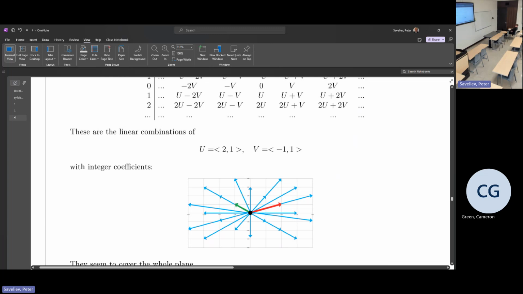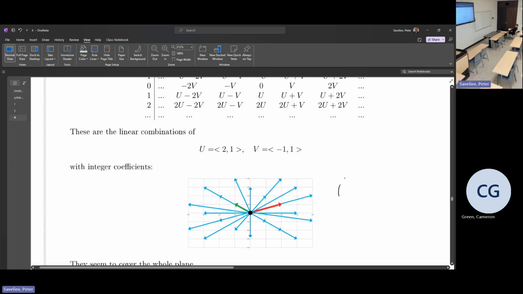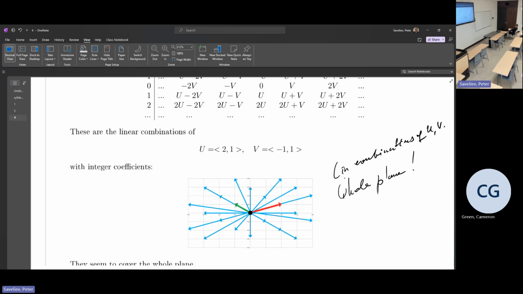In this case, I pick (2, 1) and (-1, 1). And as you can see, if I go through all the linear combinations, what's the end result? I'm covering the whole plane. Okay, that's the whole plane. We have had that already. So linear combinations of these, of u and v, produce the whole plane.